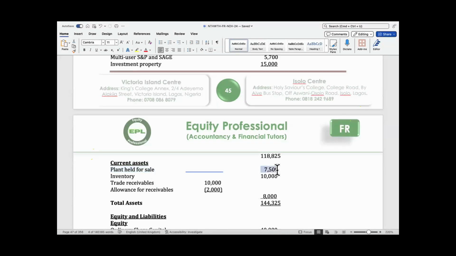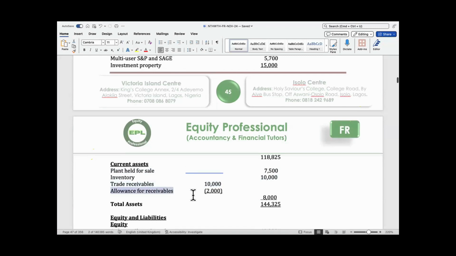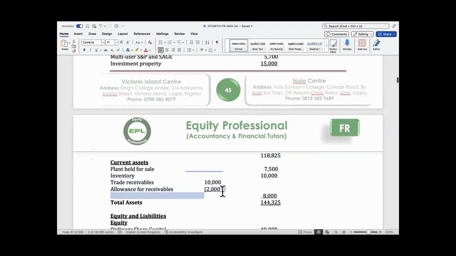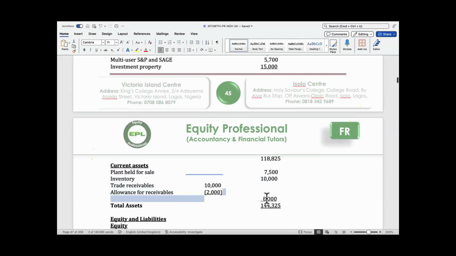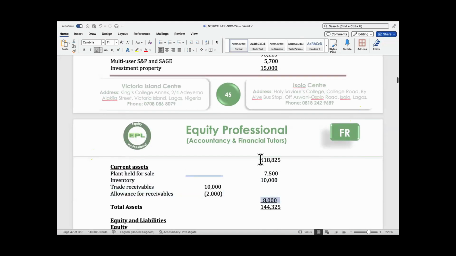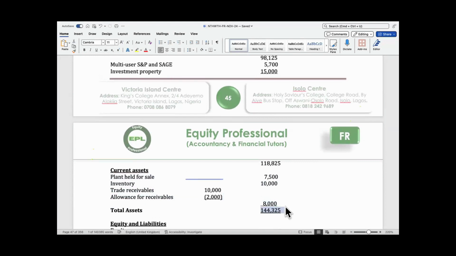So 775. Then I have my inventory in my trial balance, 10,000. Then my trade receivables, it was 10,000. I need to remove my allowance for receivables of 2,000. That gives me 8,000. When I accumulate all of this together, I have total assets of 144,325.